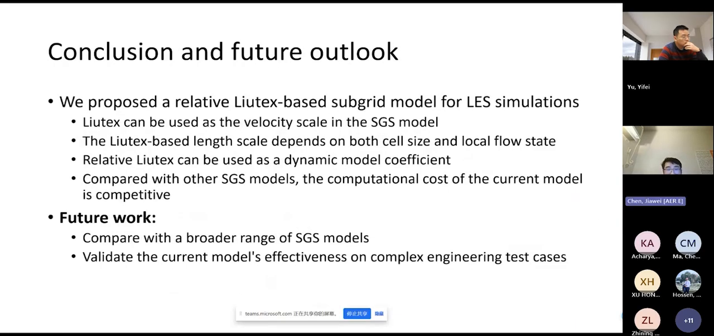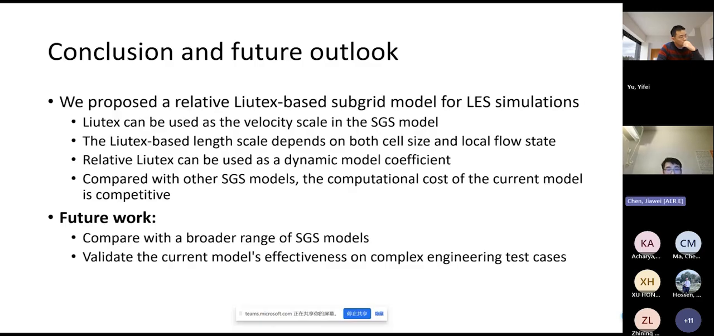To conclude, we have successfully developed a relative Liutex-based subgrid model for LES simulations. And the key innovations are, first, we use the Liutex as the velocity scale in the subgrid model. And second, introducing a Liutex-based length scale that depends on both cell size and local flow state. And third, using relative Liutex as a dynamic model coefficient. And fourth, achieving a competitive computational cost compared to other popular subgrid models.